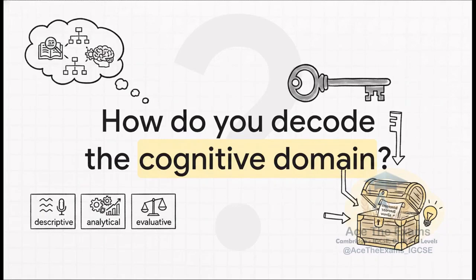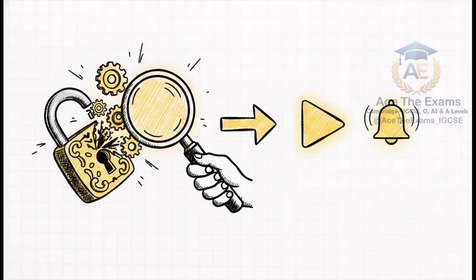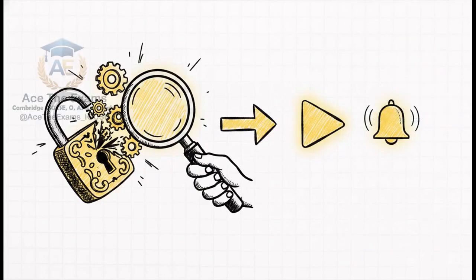And that leaves us with a massive unresolved problem. You now know exactly how to structure the ultimate top-band answer. But how do you decode exactly what cognitive domain the examiner actually wants from you? How do you know if they want a descriptive, an analytical, or an evaluative response? Well, that secret is hidden entirely within the exam's specific command words. If you misinterpret just one single command word, your perfectly structured paragraph is entirely useless.